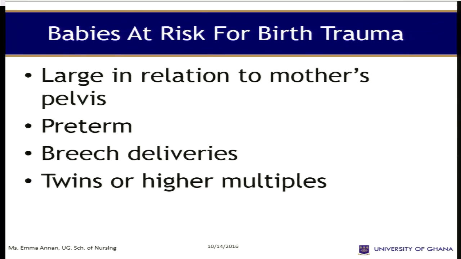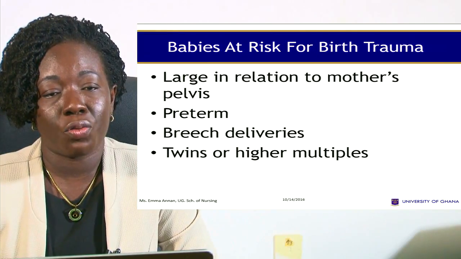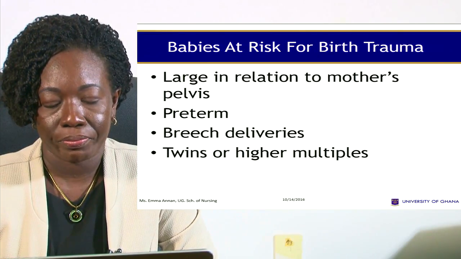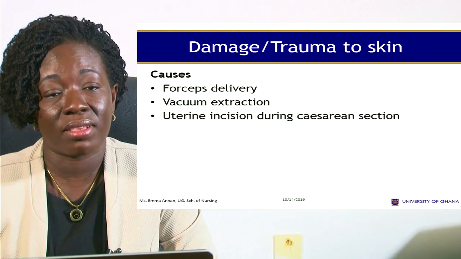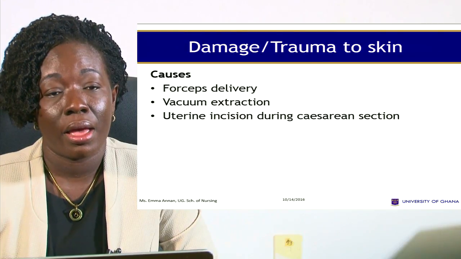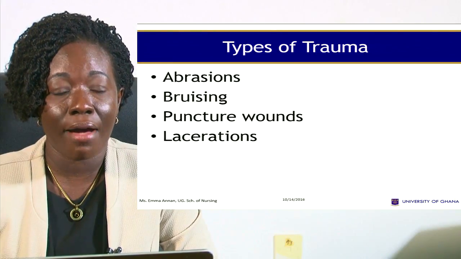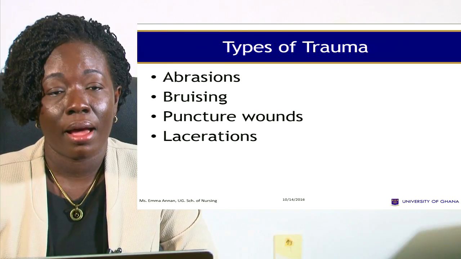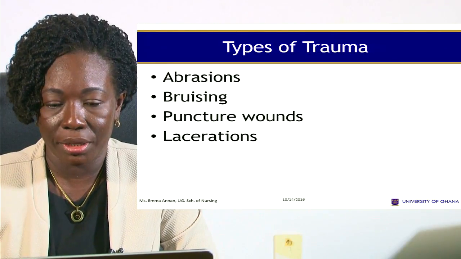They are babies who are large in relation to mother's pelvis, preterm babies, breech deliveries, and twins or higher multiples. What are the causes? Usually it's caused by forceps deliveries, vacuum extraction, uterine incision during cesarean section. Types of trauma: we have abrasions, we have bruises, we have punctured wounds, and we have lacerations.